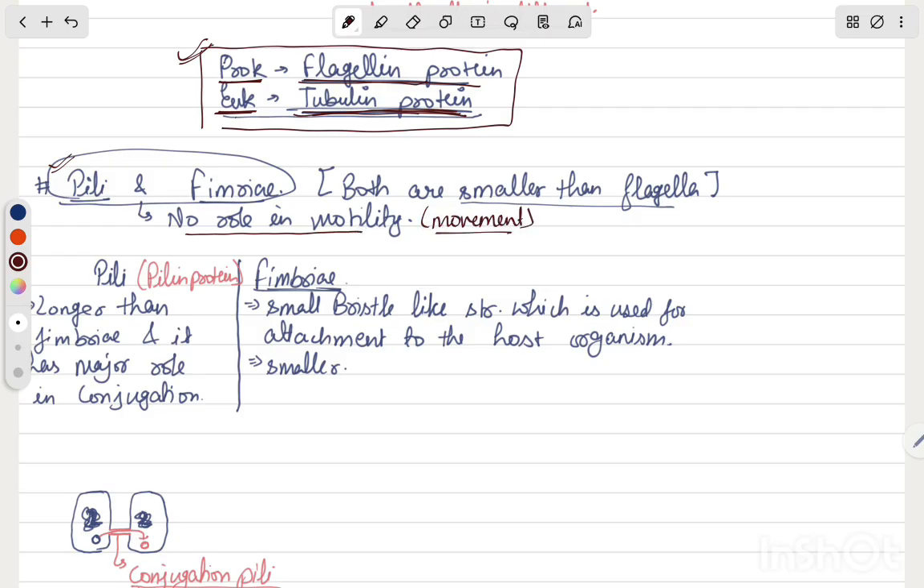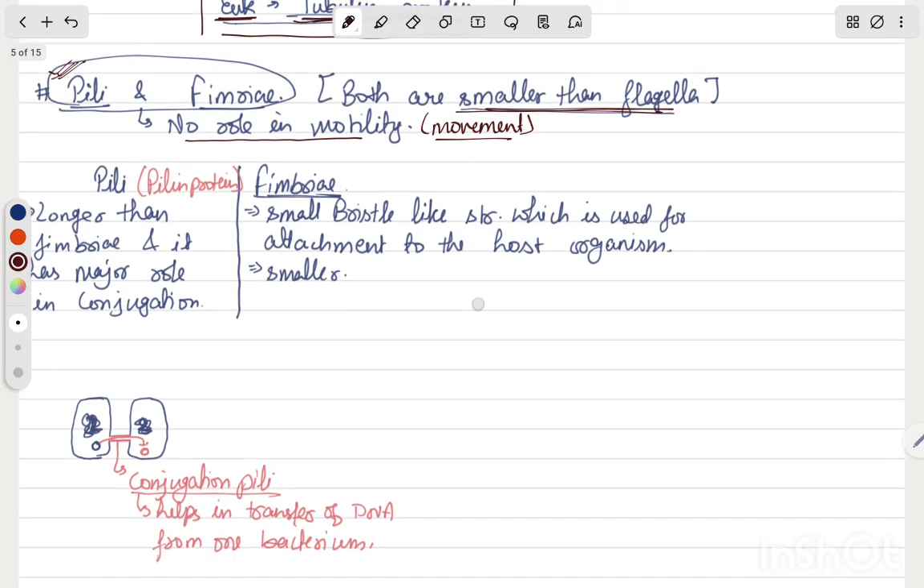If we consider movement of the cell, then flagella is responsible for movement of the cell. But villi and fimbriae have some specific function other than movement. Both are smaller than flagella. Flagella is a longer structure as compared to villi and fimbriae. Now, what is the difference between villi and fimbriae?